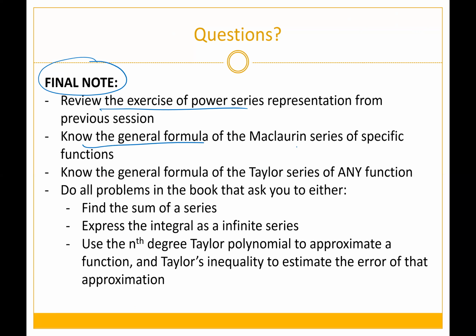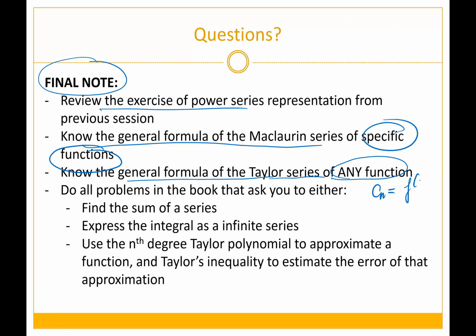Know the general formula of the Maclaurin series of specific functions, like sine x, cosine x, inverse tangent of x, or anything in the table that I showed you in the review today. Know the general Taylor series of any function. This is the one where we said cn equals f to the n of a over n factorial, and the Taylor series is just this coefficient times (x minus a) to the n.